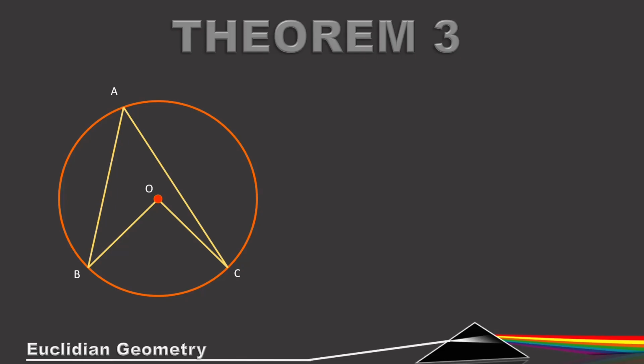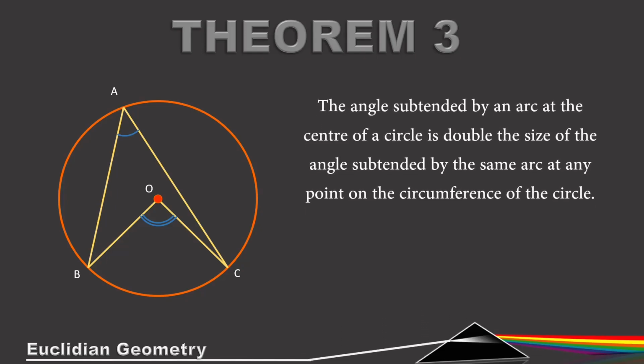So what happens if we do that is the angle that is formed at the center of the circle will be twice as big as the angle at the circumference anywhere else on the circle. And the theorem says that the angle subtended by an arc at the center of the circle is double the size of the angle subtended by the same arc at any point on the circumference of the circle. And our reason is: angle at center is 2 times angle at circumference.